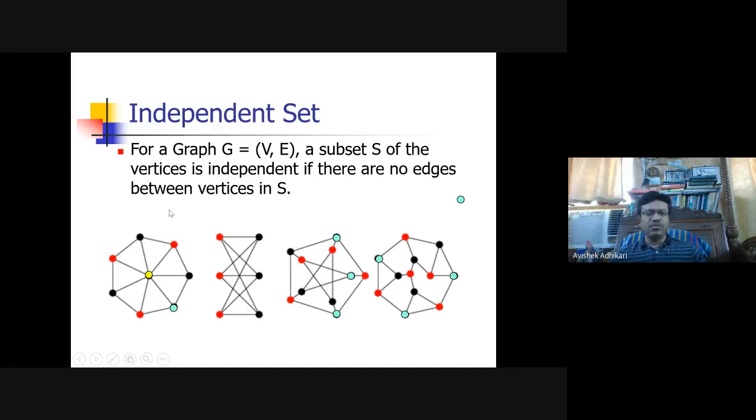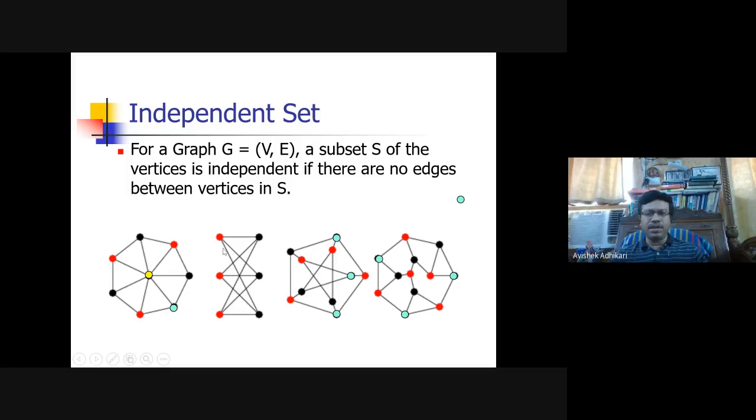So an independent set will certainly be a subset of the vertex set in such a way that there is no edge between these vertices in S. So S is a subset of the vertex set, and there should not be any edge among these vertices. For example, if I consider my S to be these 3 red colored vertices, then you see that there exists no edge between these 3 vertices, right? So this set is called an independent set.